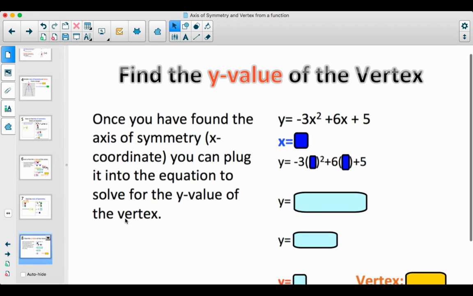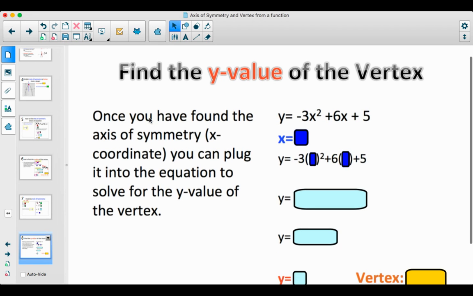Now let's find the y value of the vertex. So again, just a reminder, once you have found the axis of symmetry, which is also known as the x coordinate, those are the same. We're going to go over that after too. But the axis of symmetry, remember, is always x equals a number. And the x coordinate of your vertex are always going to be the same. So you can plug that number into the equation to solve for the value of the vertex.